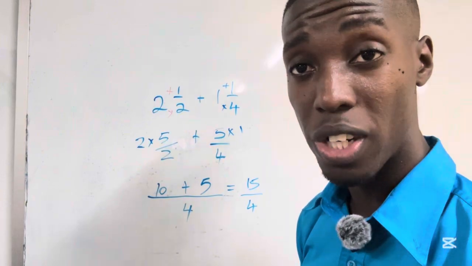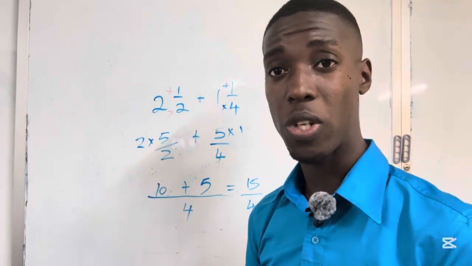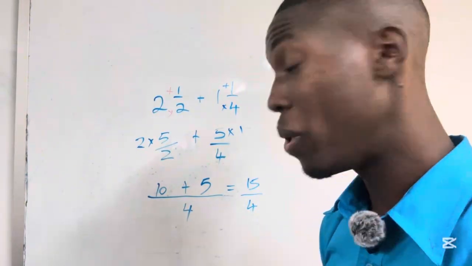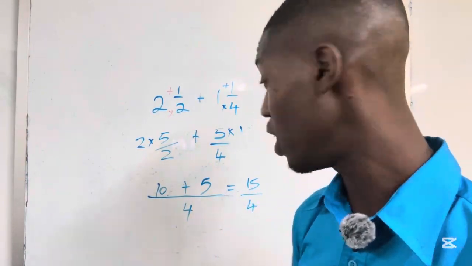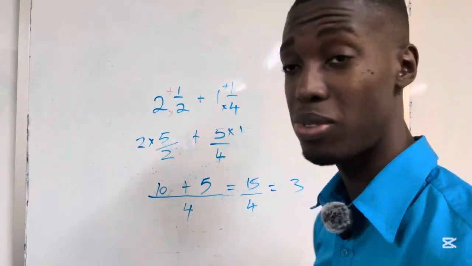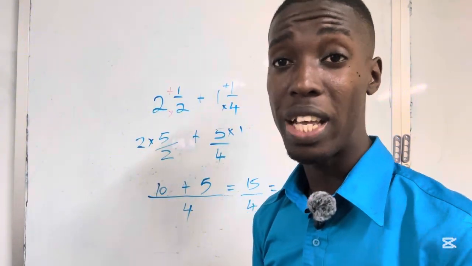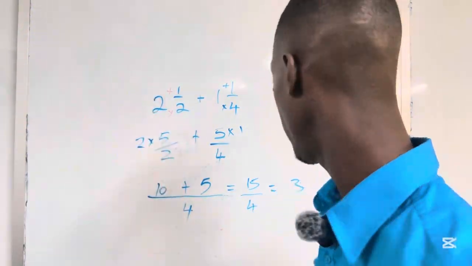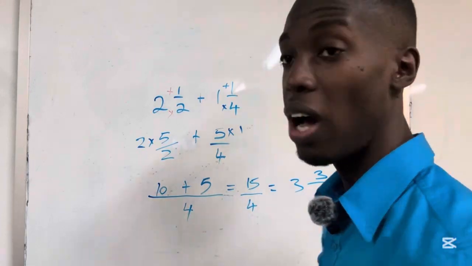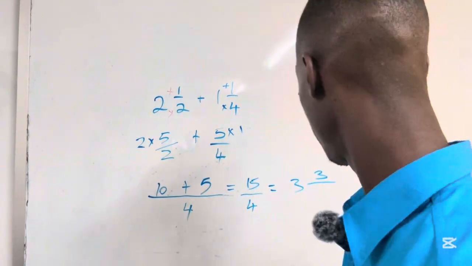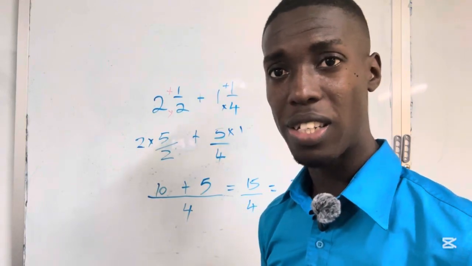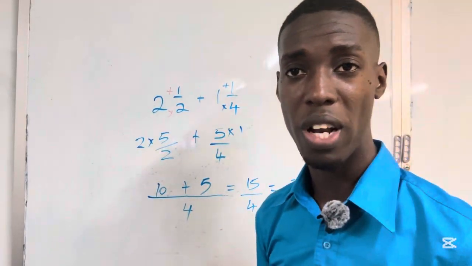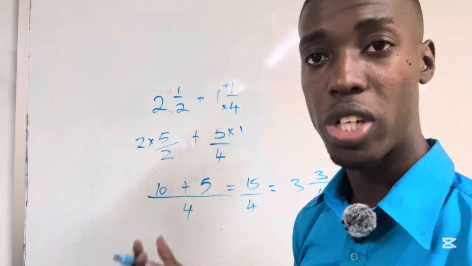If you want to convert this back to a mixed number, it's pretty easy. We're going to ask ourselves, how many times 4 can go into 15? 4 into 15, 3 times. 4 times 3 is 12, leaving 3 as the remainder, and the denominator will be 4. So as an improper fraction, the answer is 15 over 4, and as a mixed number, the answer is 3 3/4.